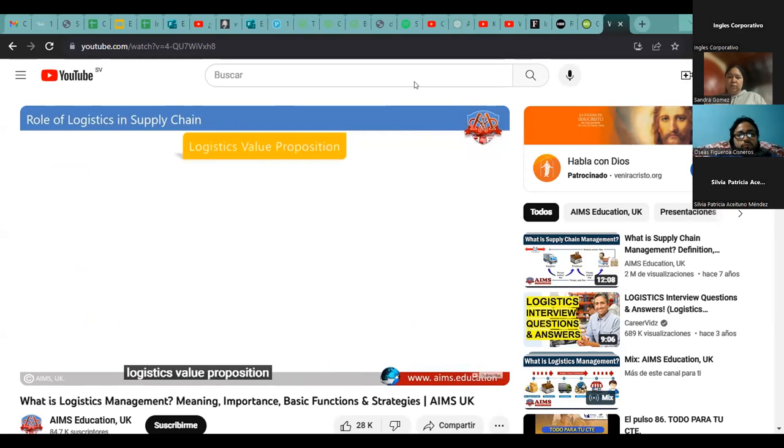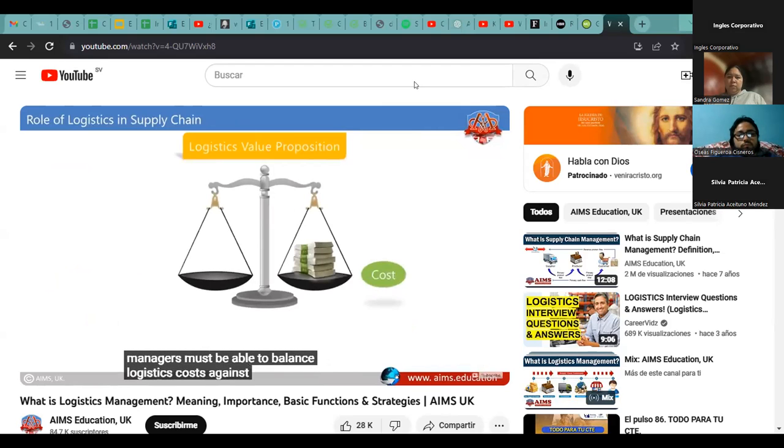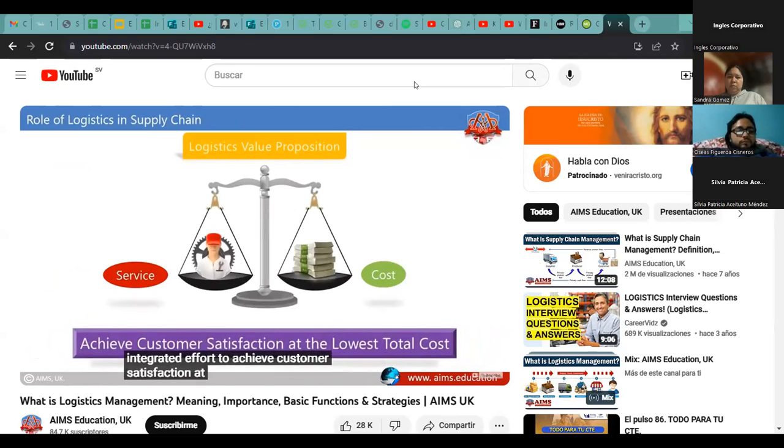Logistics value proposition. Managers must be able to balance logistics costs against the appropriate level of customer service. Logistics are usually managed as an integrated effort to achieve customer satisfaction at the lowest total cost. Therefore, service and cost minimization are two key elements in logistics value proposition.